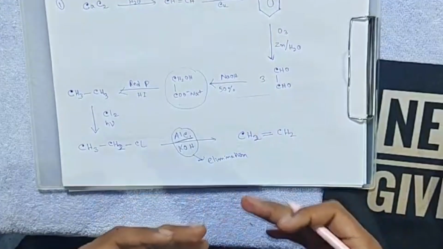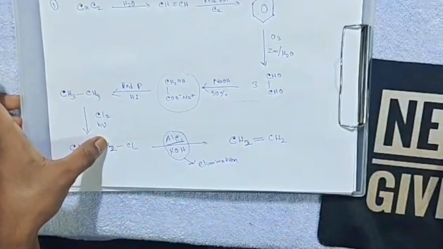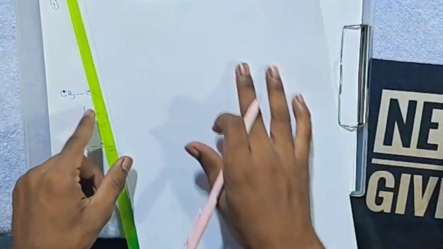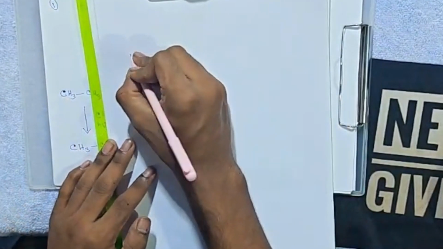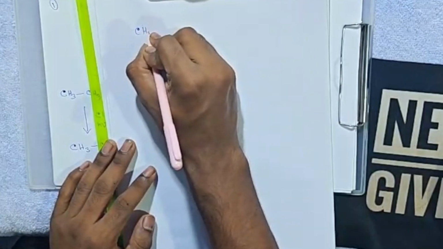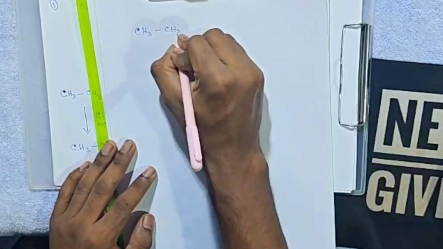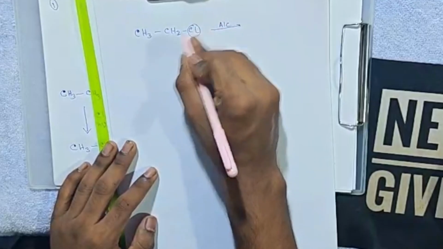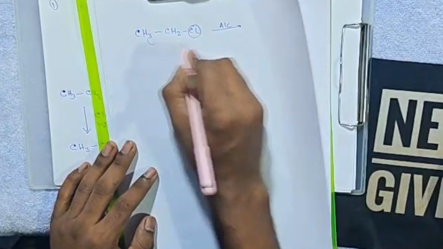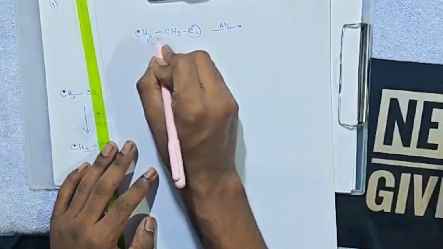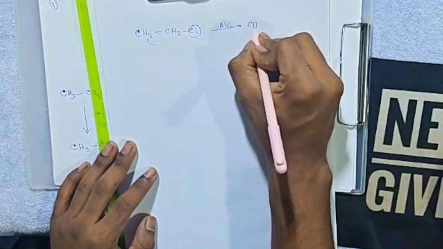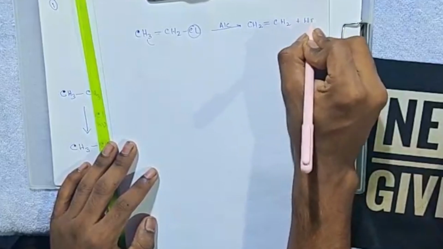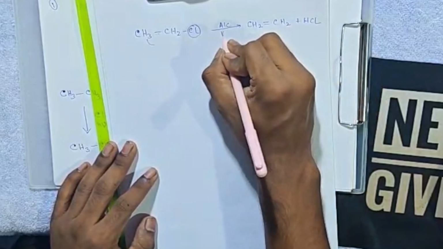Now let's understand how this reaction occurs. What was there? CH3 CH2 CH2 Cl. Now when alcoholic KOH is given, this Cl and one H from here are removed as HCl, and this double bond is formed, that is CH2 double bond CH2 plus HCl. This is an elimination reaction. Alcoholic KOH is given.